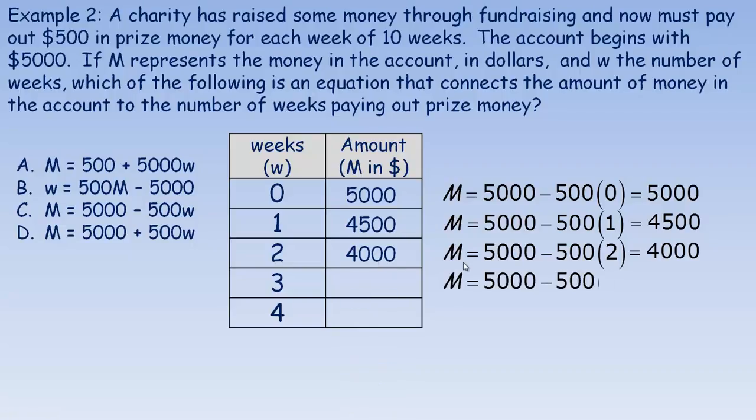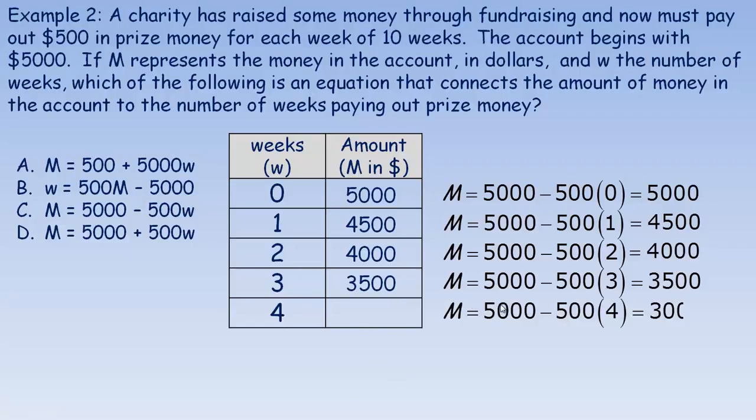For the third week, 500 gets multiplied by 3 because they've paid out the 500 3 times. That's 1,500 from 5,000 is 3,500, so we'll put 3,500 here. And same idea for the fourth one. 4 times now they've paid 500 out, so that's 2,000 off of 5,000 is $3,000. So that's the last amount.